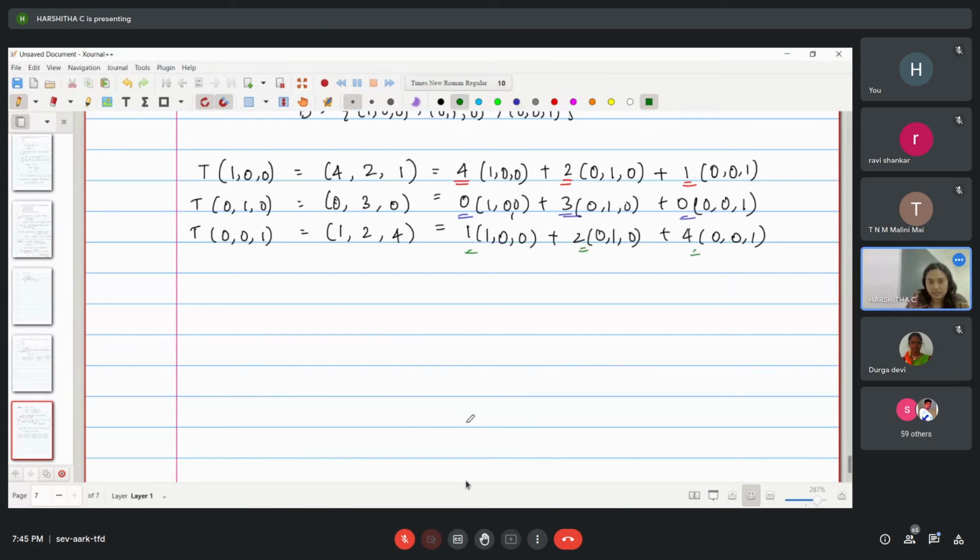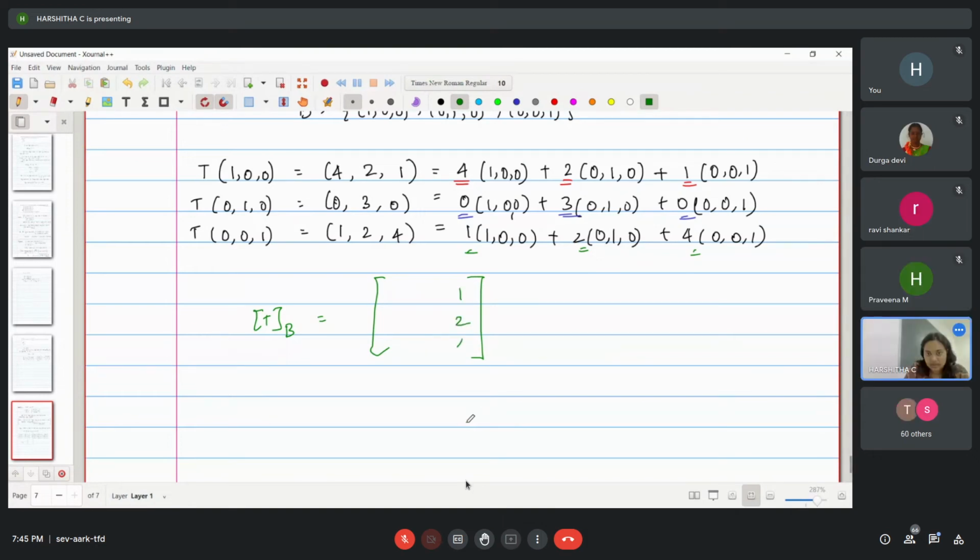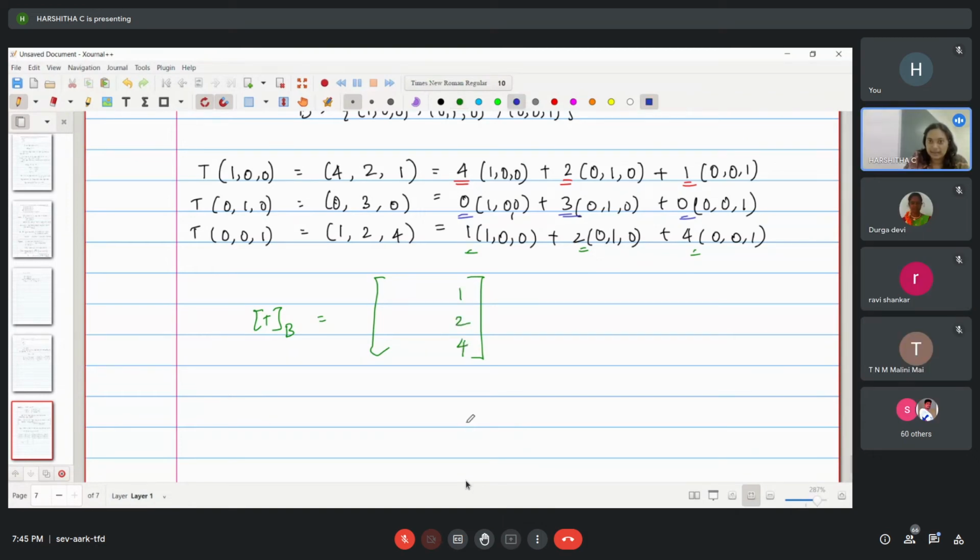So the matrix will be, we usually denote it like this: 1, 2, 4 coming from the green underline thing, 0, 3, 0 coming from the blue coefficient, and this is coming from this. So the first thing is done. We have found the matrix.